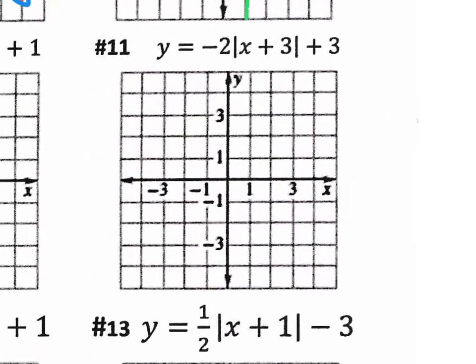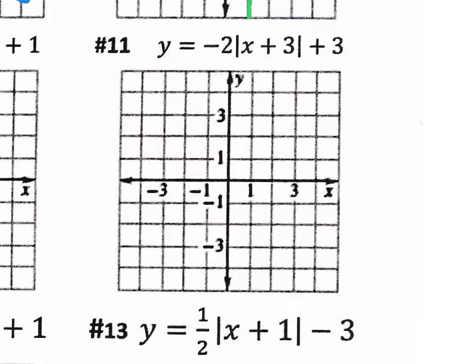Why is it cool? Because it has an A value of -2. So if I were to ask you, does this open up or down? You should say it opens down. Why? Because it's a negative. So what's your HK value? Everybody should know your H, think opposite of that, which is a -3. And your K value happens to be +3. So let's go to -3, +3, which is up here.